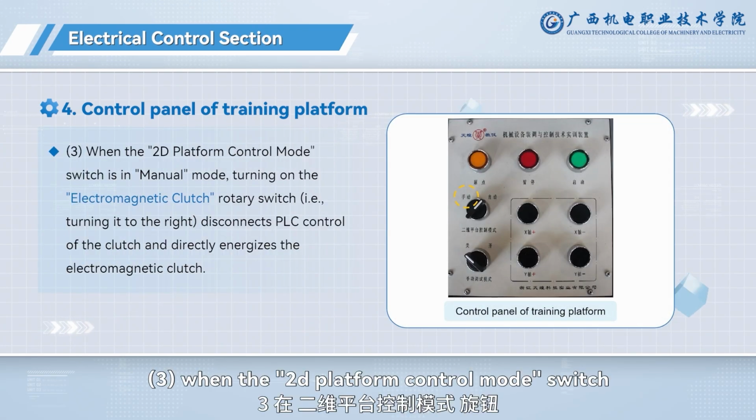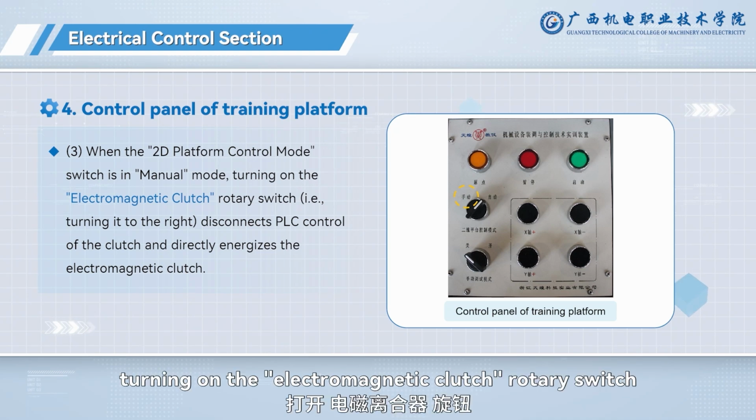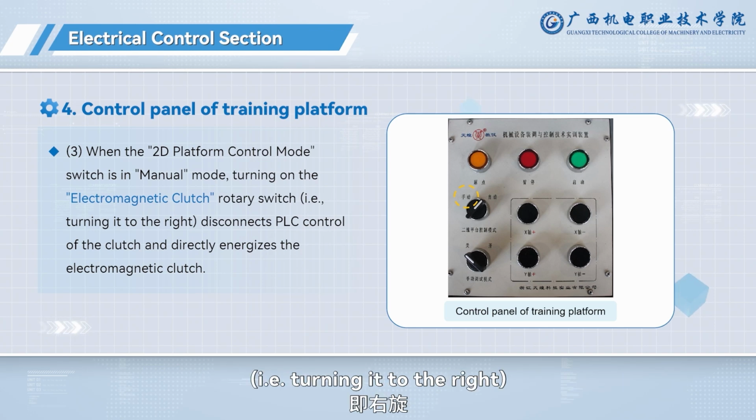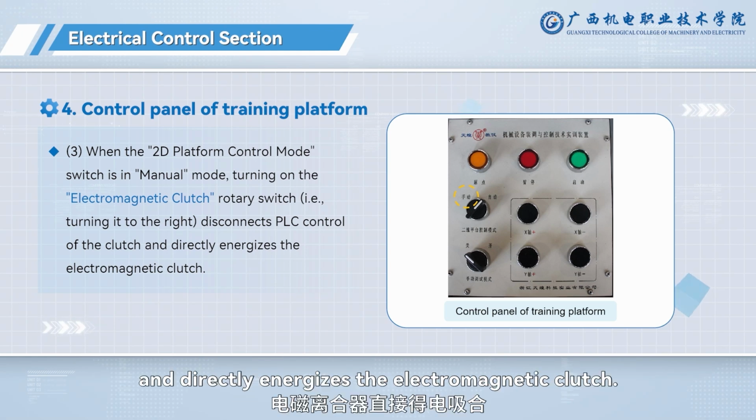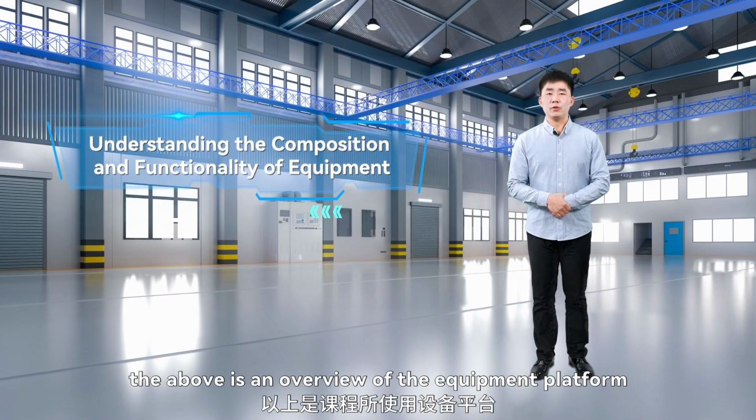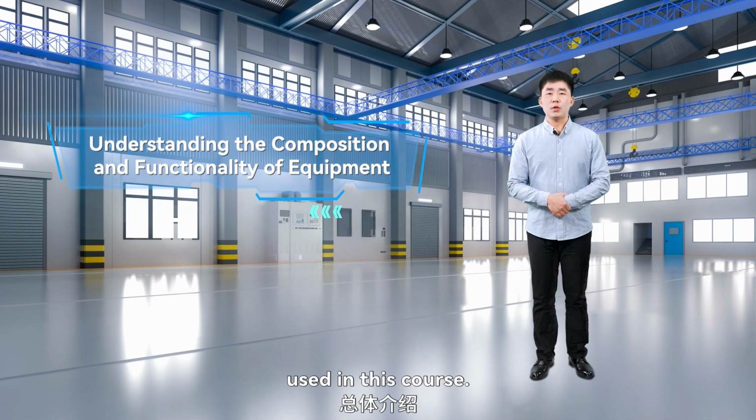3. When the 2D platform control mode switch is in manual mode, turning on the electromagnetic clutch rotary switch, that is, turning it to the right, disconnects PLC control of the clutch and directly energizes the electromagnetic clutch. The above is an overview of the equipment platform used in this course.